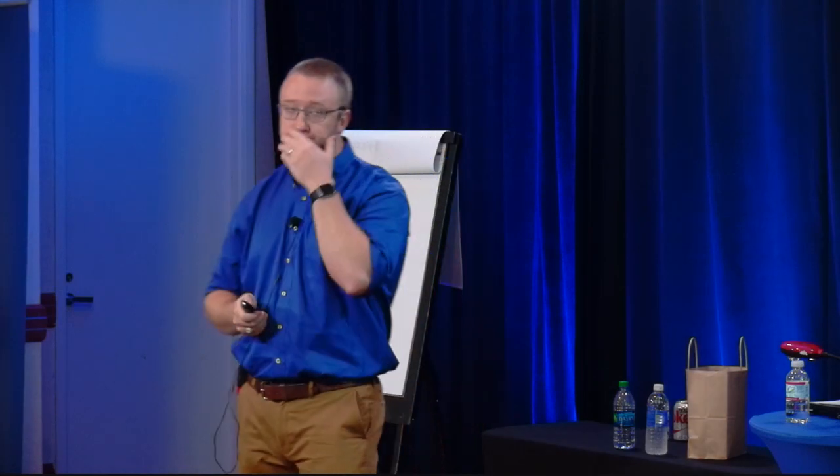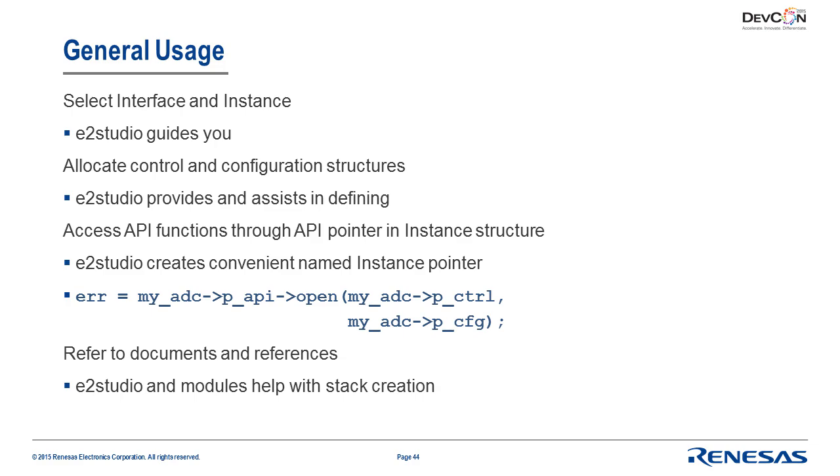All right, summary. So general usage, you select an interface and an instance. You start off picking what interface you want to use, and then you can pick an instance. And E2 Studio guides you on this. It helps you pick an instance for your interface. You then allocate control and configuration structures. Guess what? E2 Studio does this for you.